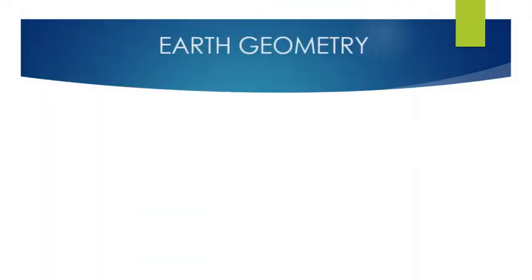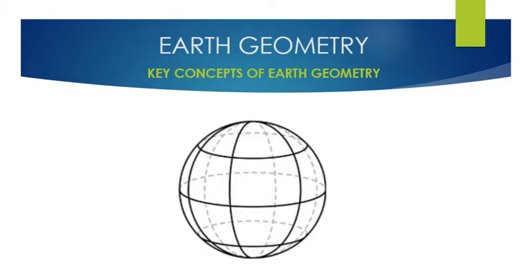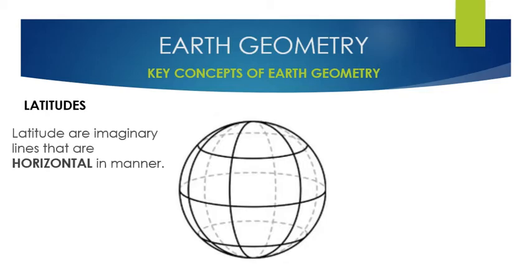The first thing we need to know under earth geometry is simply what the lines on the sphere mean. We've got lines here, some understand what they are, some don't. So before you do any earth geometry, you need to understand that on the earth we've got two kinds of lines, latitudes and longitudes. Latitudes are lines on the earth that are drawn in a horizontal manner. So they are drawn from left to right.